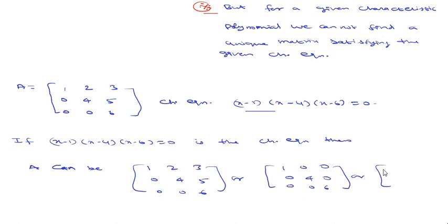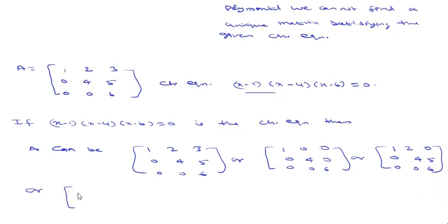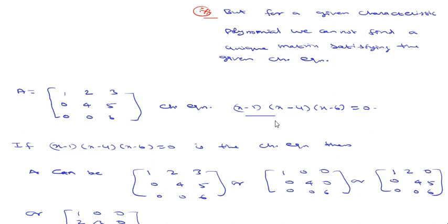or 1 2 0, 0 4 5, 0 0 6. There are so many possibilities, or even A can be 1 0 0, 2 3 2, 4 0 0, 0 6. Therefore, for a given matrix, the characteristic equation is unique. But if you are given a characteristic polynomial, there can be more than one matrix satisfying it.